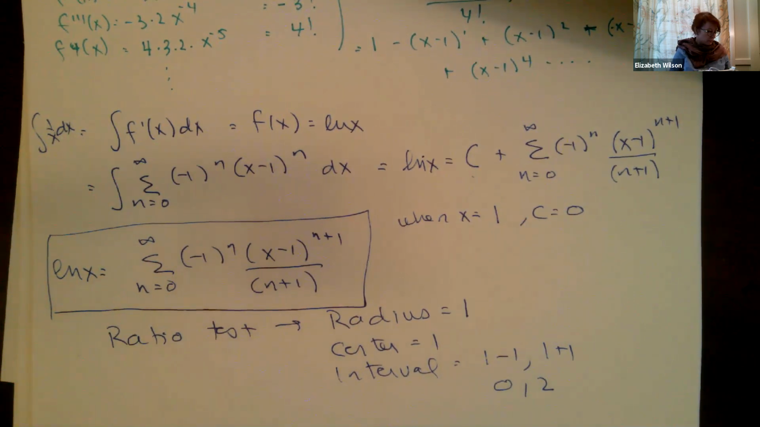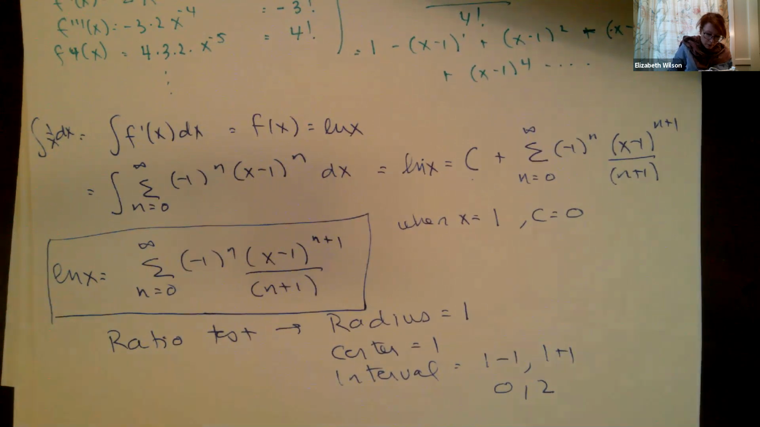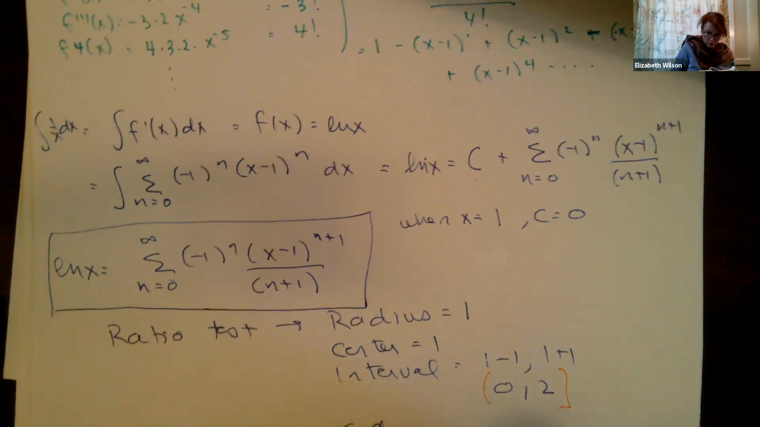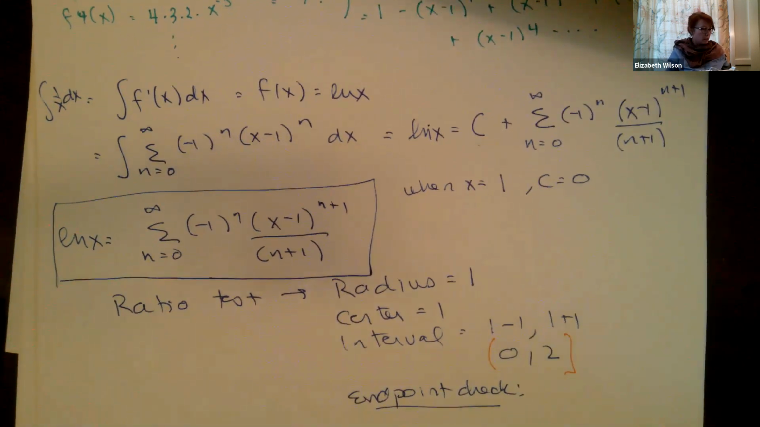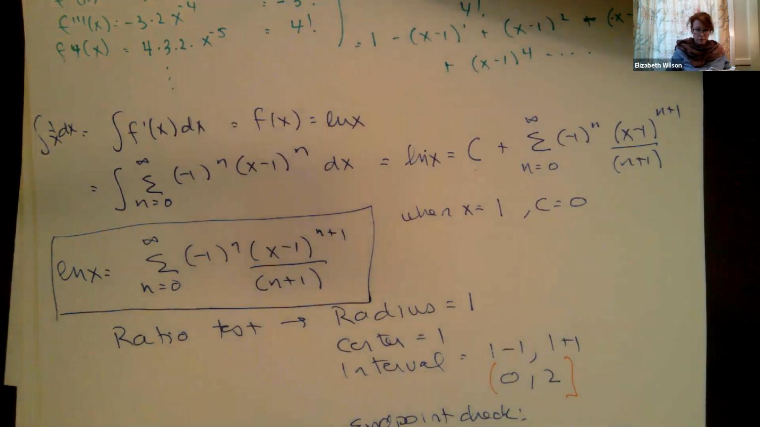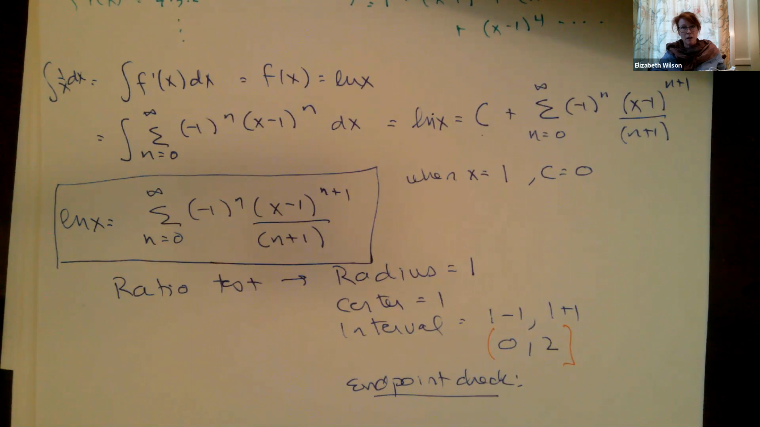That's nice. I'll give you the boundaries on it too. It looks like this and like that. We would have to do an endpoint check to get that, which we're not doing right now. Let you guys finish writing that, and then we'll talk about some mathematical operations we can do on series.